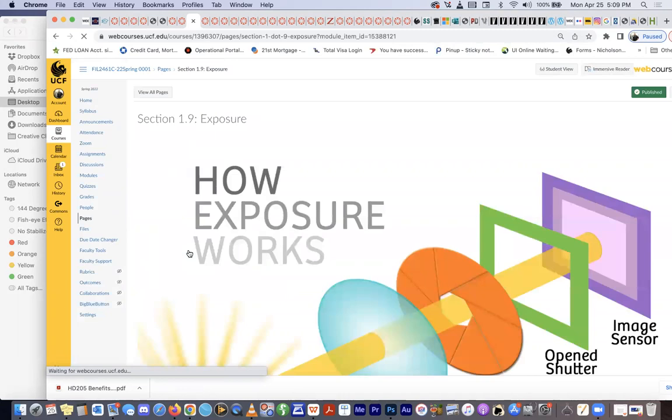Exposure and the exposure worksheet. Wow, most people really hate the exposure worksheet.